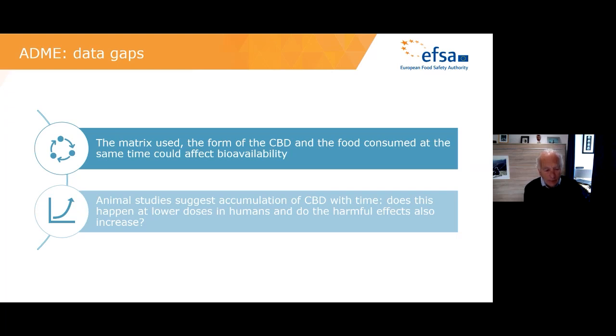A very important aspect of the ADME that we identified as a data gap is that animal studies suggest that accumulation of CBD occurs with time. So as animals were given more and more CBD, or the same amount of CBD over time, the concentration inside the animals increased. And the question is, does this happen at lower doses in humans? And do the harmful effects also increase with time? Acute studies will provide us one degree of information, more chronic studies will provide us with more information. Next slide, please.